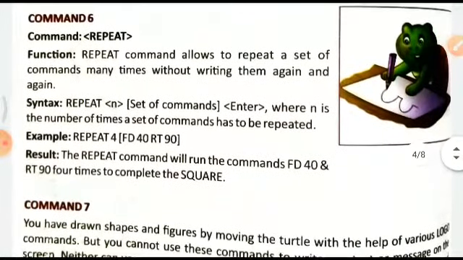Command 6, which is the repeat command. It allows you to repeat a set of commands many times without writing them again, right? Because many of the times we want to leave one line space, and this needs to be done when we are writing any poem. We need one line space after every paragraph. So rather than typing each and every time, we type it once and we give this repeat command. Or we want to put dot dot dot dot dot dot, then we put one dot and then we write repeat, and then up to where.